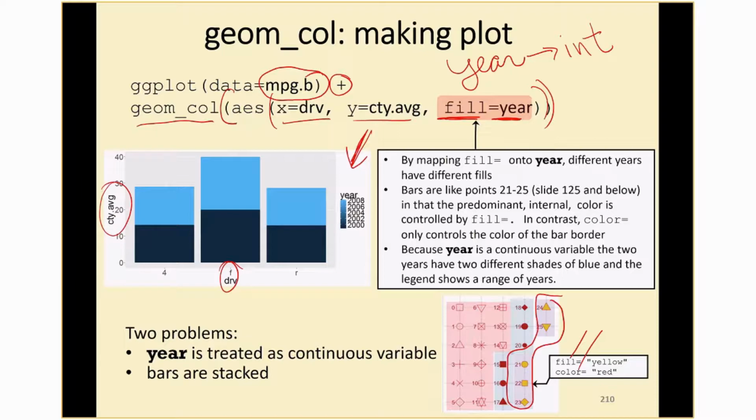So what it's doing is it's giving us two shades of blue, a really light blue and a really dark blue. Now, because we've only got two levels, this doesn't look too bad. But look at the legend. The legend here clearly shows that it's not viewing year as a discrete variable. So that's the first problem. And the second very obvious problem is that these bars are stacked and we want them side by side.